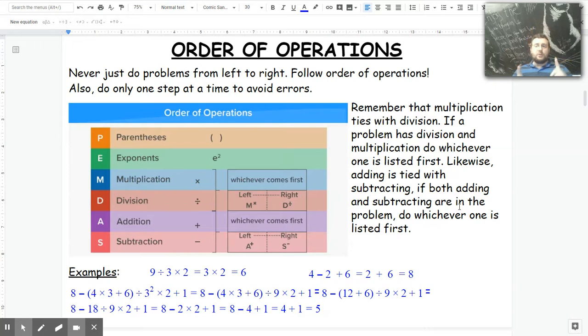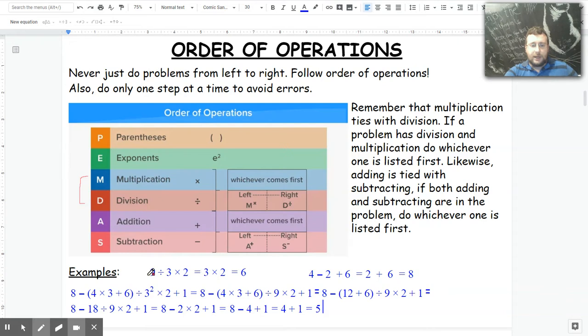Then, here's where the kicker is. Multiplication or division. You don't necessarily do multiplication and then division. Yes, I know the M comes first, but it does not mean that the M is first. In fact, they are tied. I think of these as a group, right? And that's why they put a bracket over here. Which means if you have a problem that has both multiplication and division, you have to read the problem from left to right. That's how you break that tie.